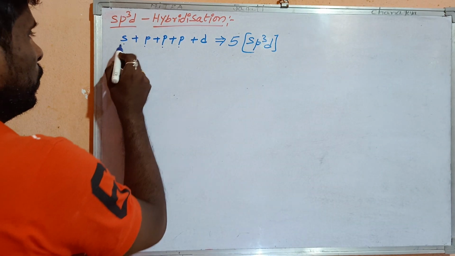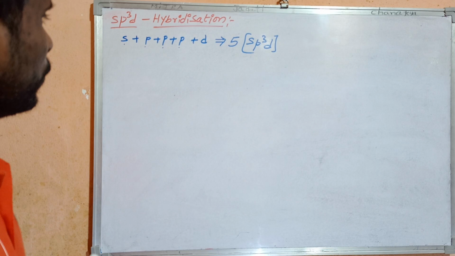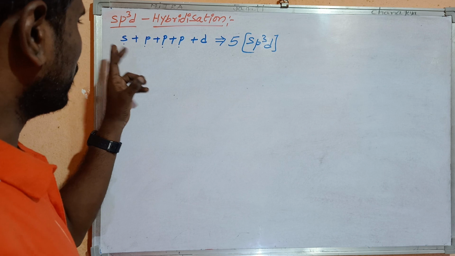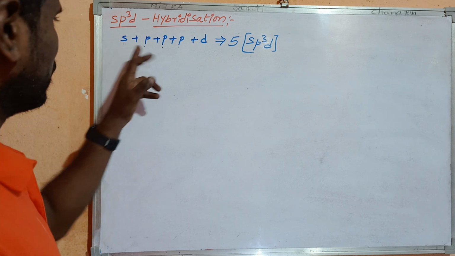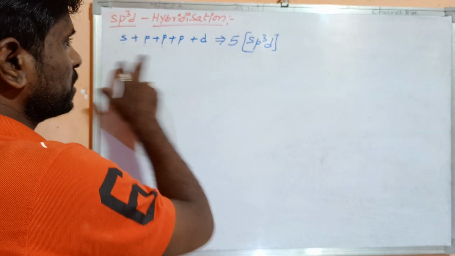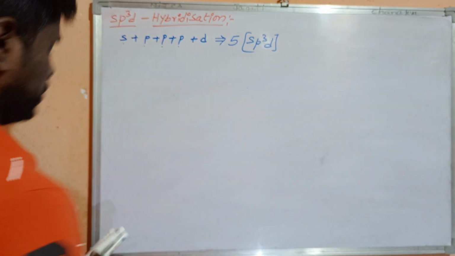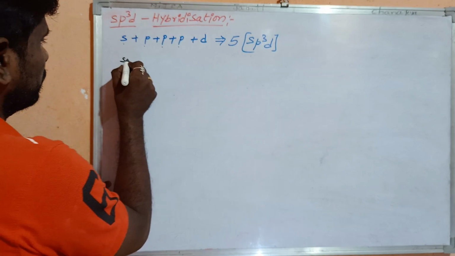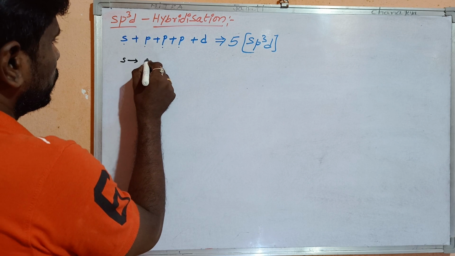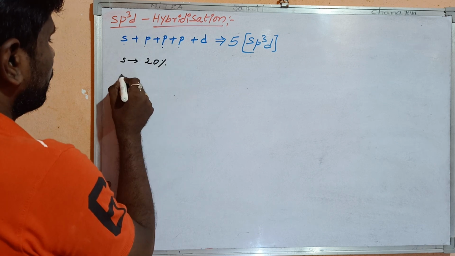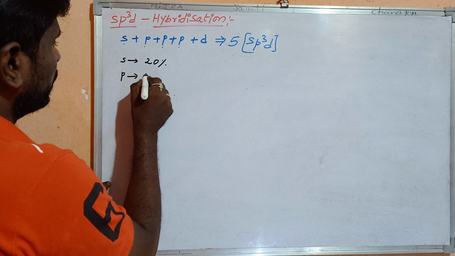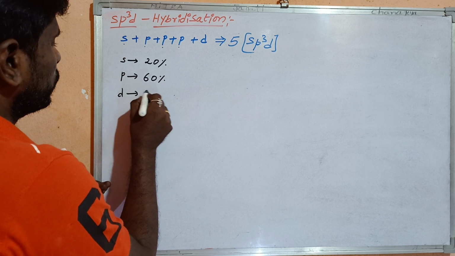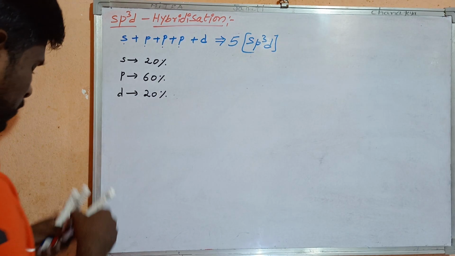Now listen. 5 pure atomic orbitals intermix each other in this hybridization: one s orbital, 3 p orbitals, 1 d orbital. This is the sp3d hybridization. In this hybridization, s character is 20%, p character is 60%, and d character is 20%.